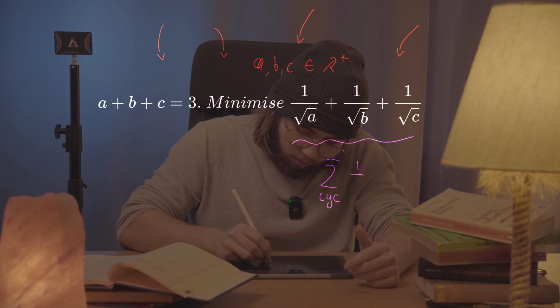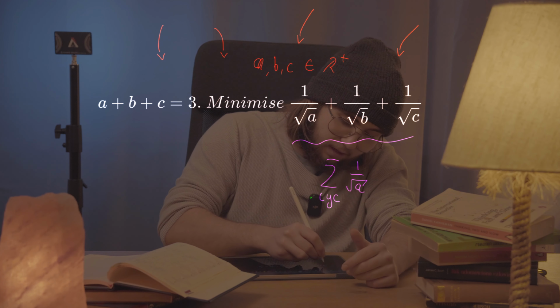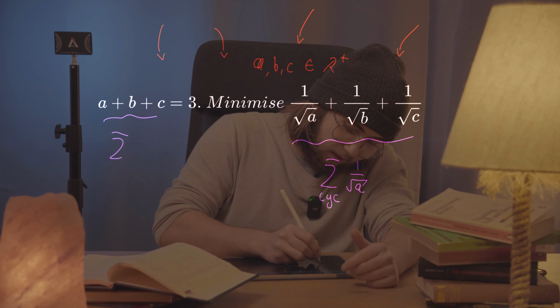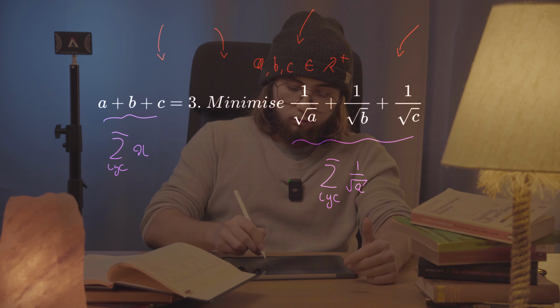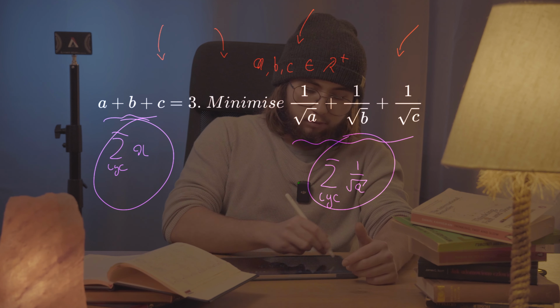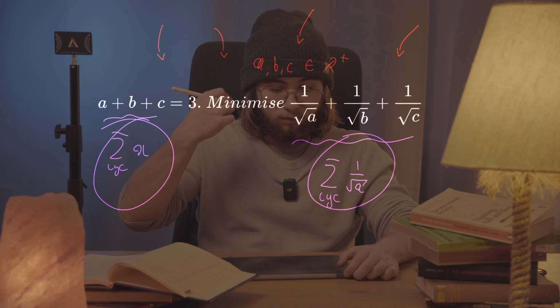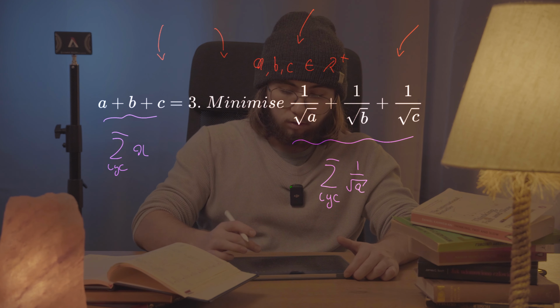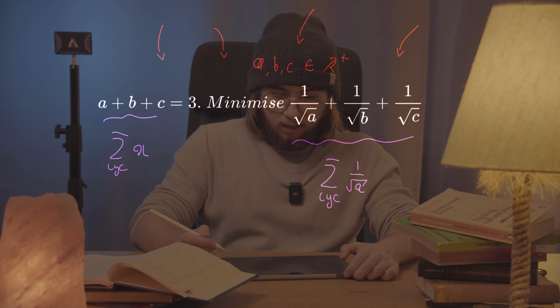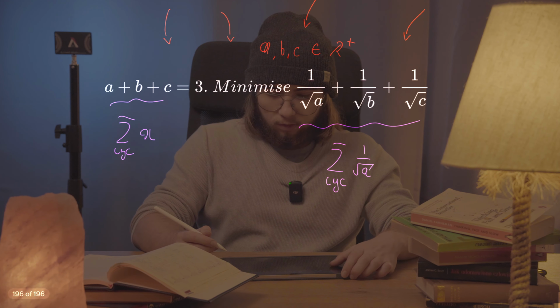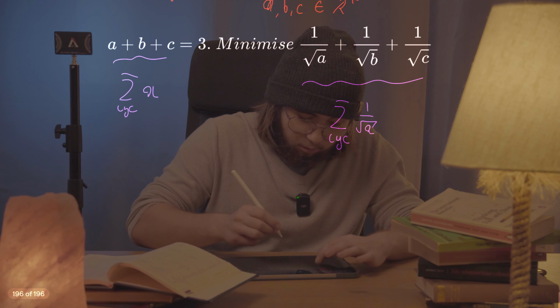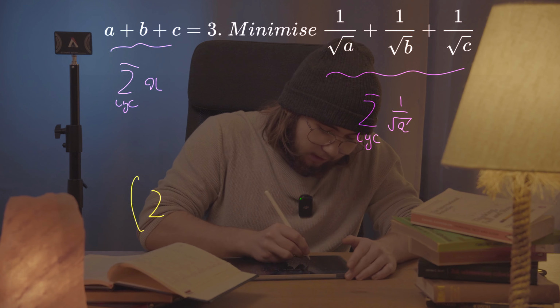Yes, so it's going to be the cyclic sum of 1 over the square root of a. Here it's going to be just the cyclic sum of a. And we're looking for a way to use those two cyclic sums and also the Hölder inequality to get some kind of numerical lower bound on this expression right over here. So first of all, let's try and multiply them together and use Hölder, because why not? Maybe we'll get something out of it.